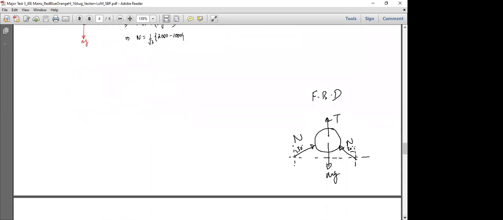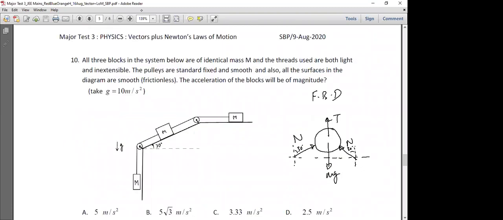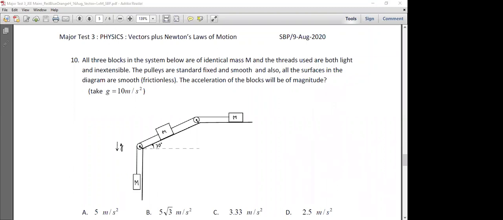And similarly, now this question I will discuss in more detail. Just a moment. Yeah. This question I will discuss in more detail, but the main thing to understand here is because they are joined by a thread, this one's magnitude of acceleration will be equal to this one's magnitude of acceleration will be equal to this one's. Okay.